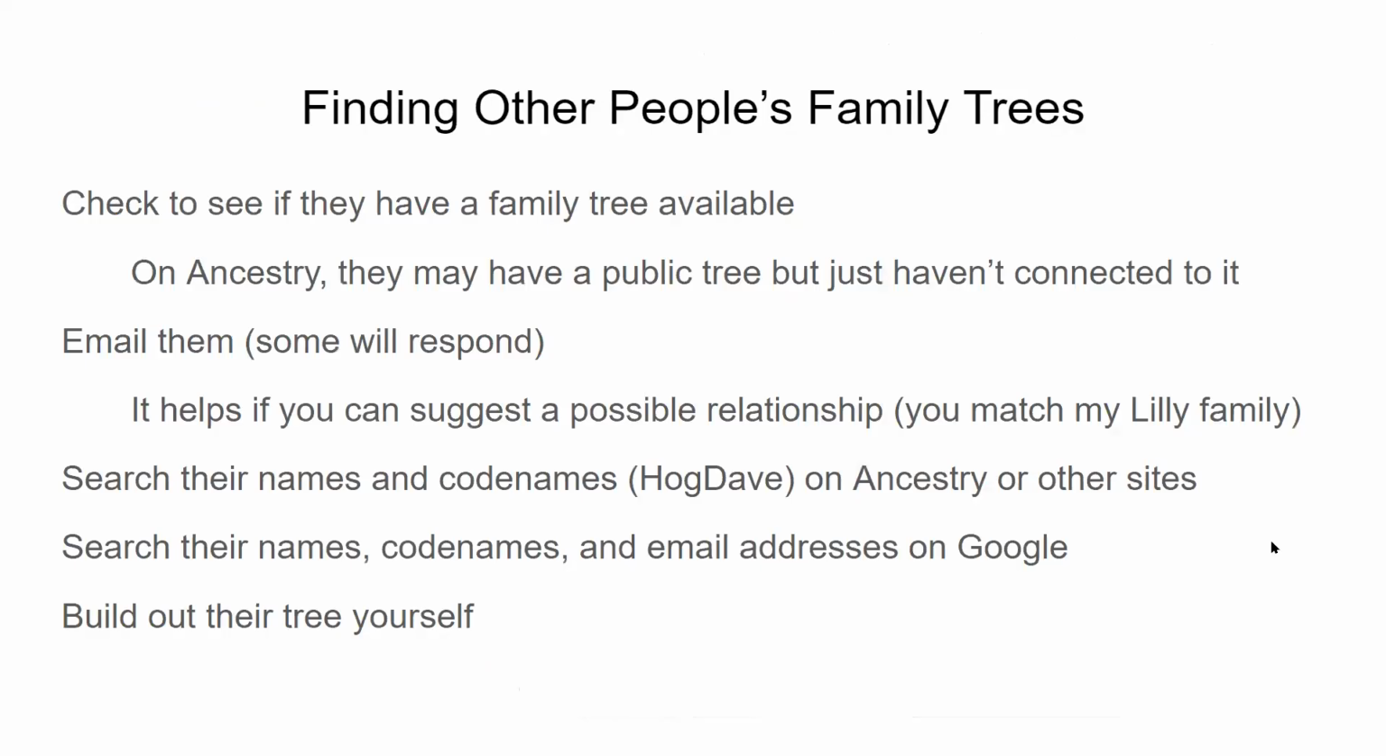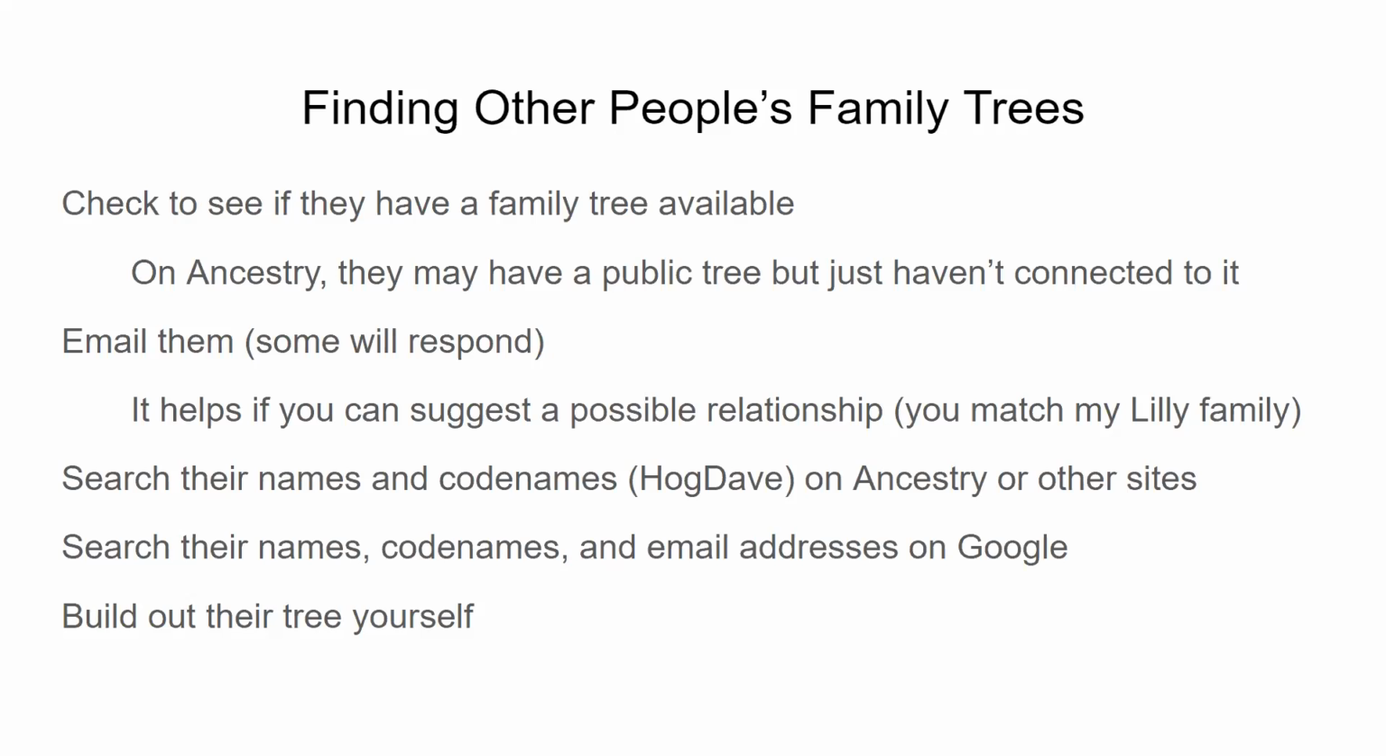So what is the challenge? Well, actually, part of the challenge is once you begin to see where you link, either through cluster analysis or triangulation, you may not have a family tree. Or the family tree may exist, but it just doesn't connect. So how do you find your family tree if you don't have it? Well, on Ancestry, sometimes there's a public tree. They just haven't connected their DNA result to it, and you can go to the public tree and find where the fit is. You can often contact them.